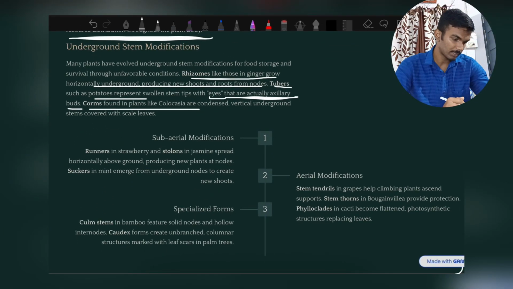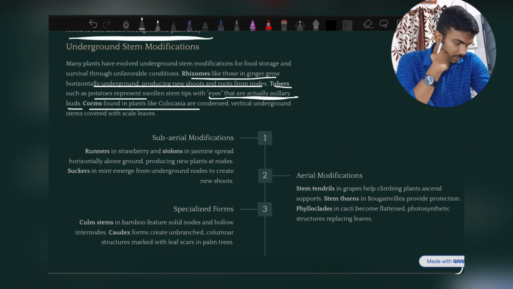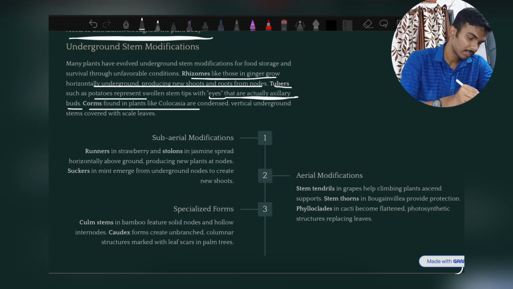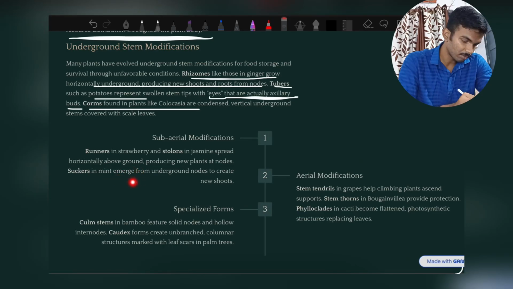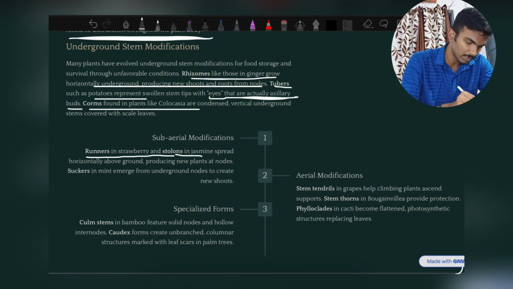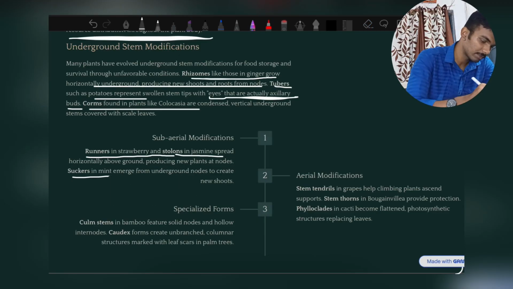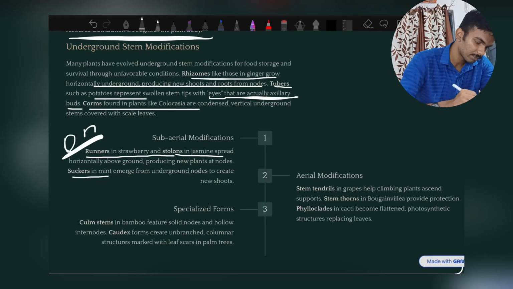Subaerial modification. Runners in strawberry and stolons in jasmine spread horizontally above ground, producing new plants at nodes. Suckers in mint emerge from underground nodes to create new shoots. Runners in strawberry, stolons in jasmine, suckers in mint. These are important, frequently asked in NEET.